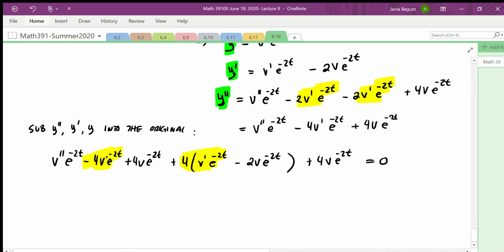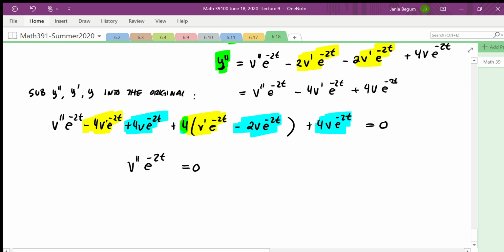Right, so this one also cancels out. Yep. Sorry, it took me a while to see it. This one, when you distribute the 4, cancels out with this and that together. Okay, so thank you. So we're only left with v double prime e to the negative 2t equals 0. Well, then we just simplify this, right? Divide by e to the negative 2t, we have v double prime is equal to 0.